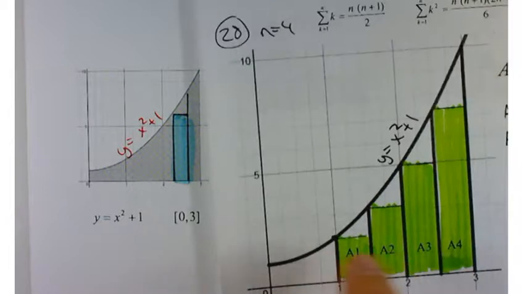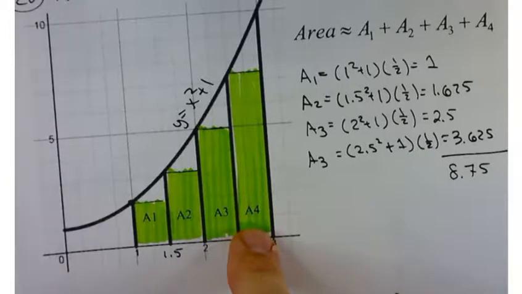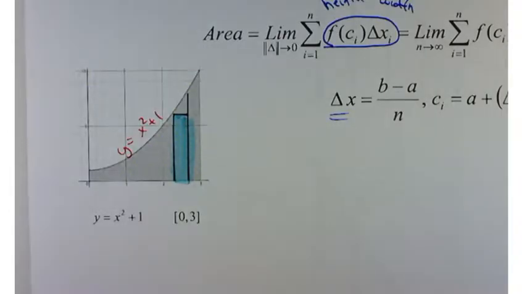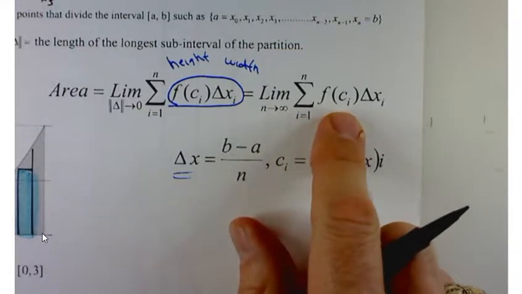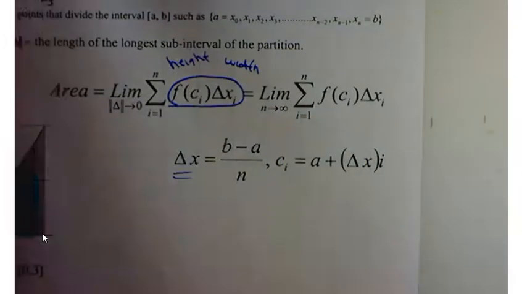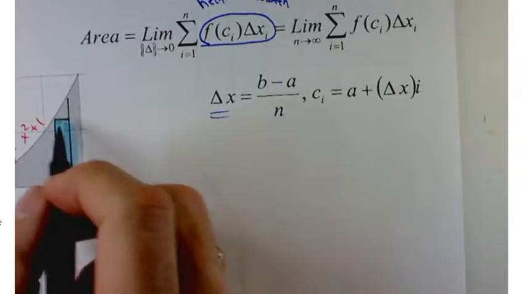I couldn't imagine the tedium of dividing this up into 8 intervals and doing it all by hand, so I chose to do it with 4. But let's see about calculating this area. Now, I've got a nice formula up here that I have to fill in and understand. First of all, I'm going to try and figure out the height of one of these rectangles.